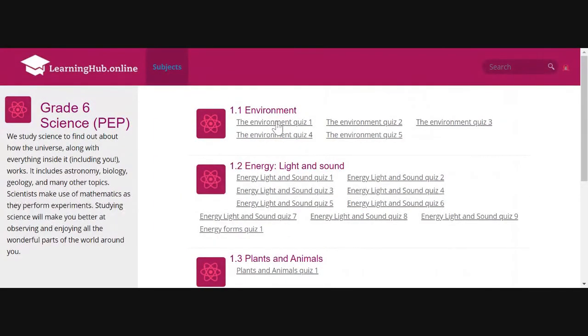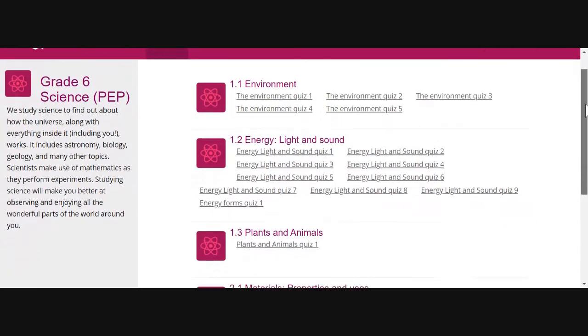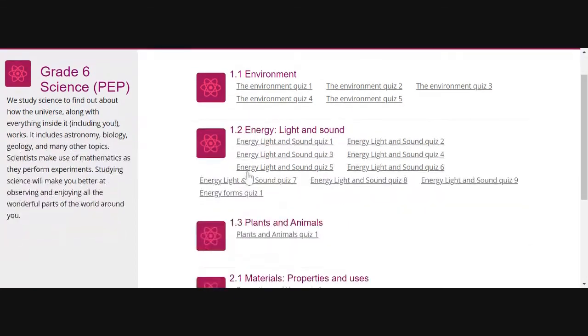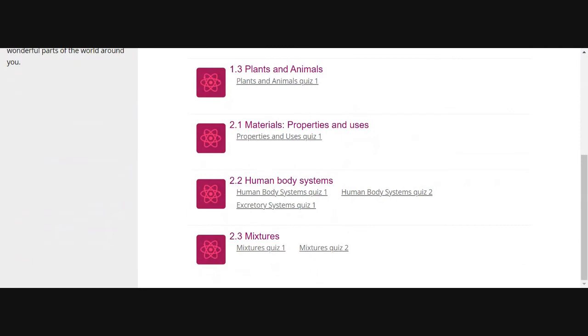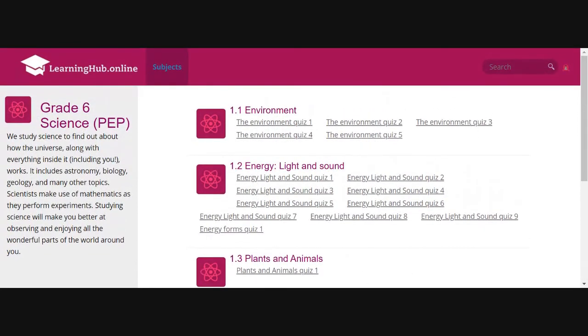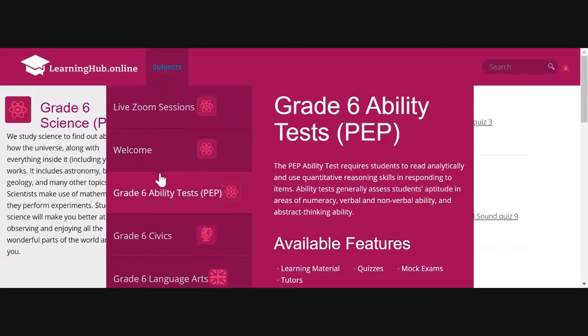Now, guys, remember, I've been saying this to you. The content is organized per the ministry's curriculum. So you have environment 1.1, it means term 1, first thing you should be doing. 1.2, term 1, second thing. 1.3, term 1, third thing. 2.1 means that this is what you're supposed to be doing in term 2: materials, properties, and uses, then human body systems and mixtures. All right. So basically, you have your content laid out just the way the ministry has it laid out. All right. So you can always come to the Learning Hub.